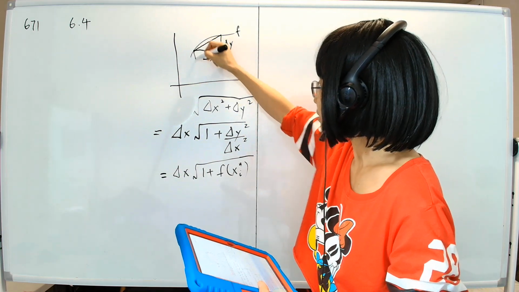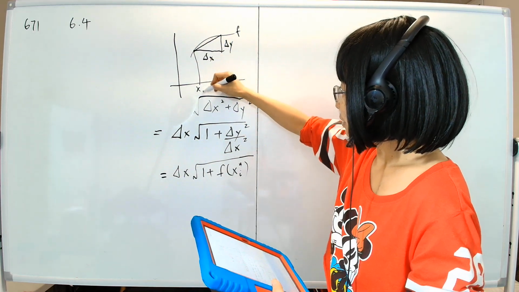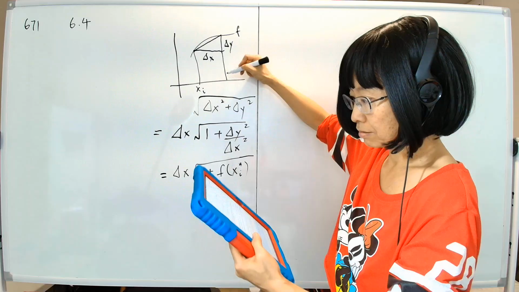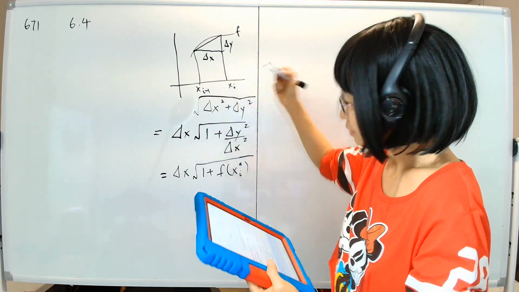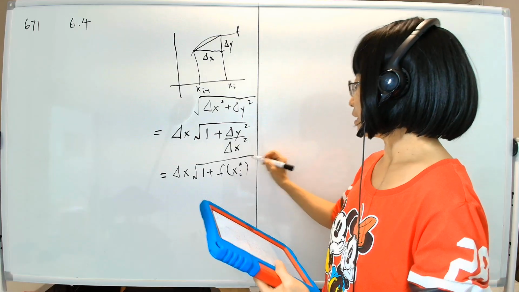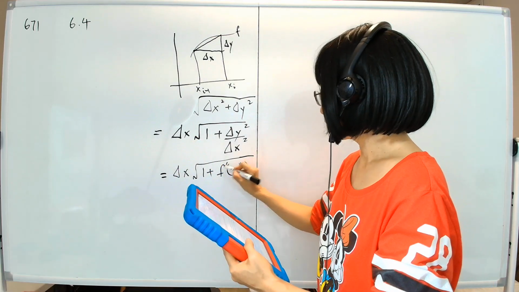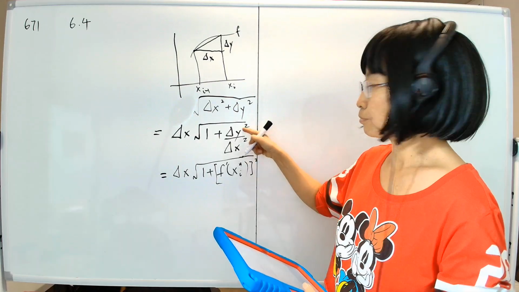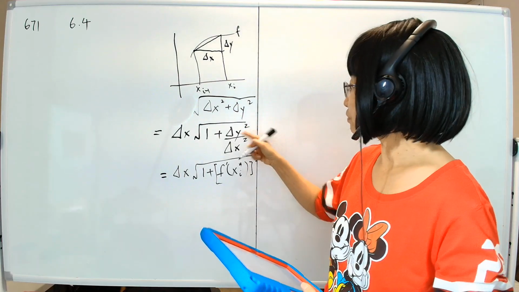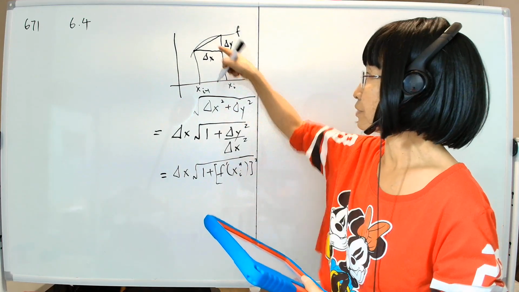Because this is x_i, okay? And then this is x_i. Now this is x_{i-1}, and this is x_i, which is fine. Okay, so then the derivative squared becomes (delta y over delta x) squared. The point is that's the derivative at some point in here.